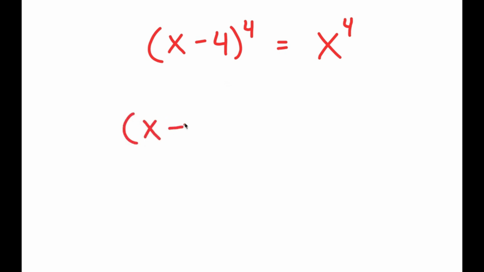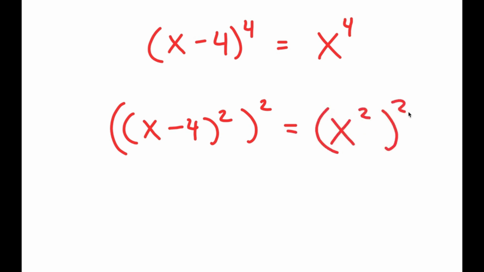Alright, so in this video, I'm going to solve the problem (x - 4)^4 is equal to x^4. To solve this, I'm going to first start by rewriting this as ((x - 4)^2)^2 is equal to (x^2)^2.